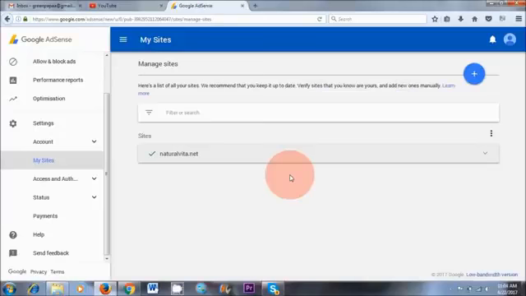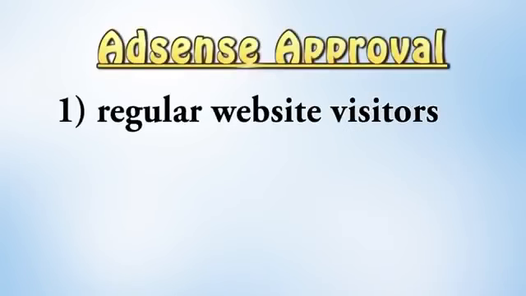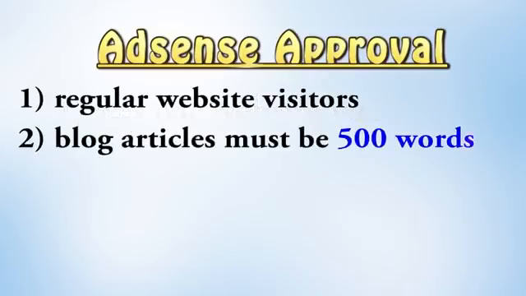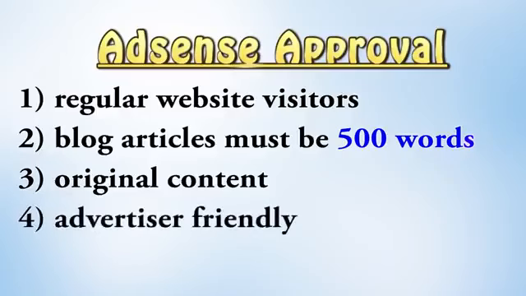Now there are some things that you do need to be aware of. What I recommend is only submit your blog to Google AdSense for monetization once you have around 20 to 30 people visiting your site on a daily basis. Number two, your blog articles need to be at least 500 words in length. If your blog articles are less than 500 words, then you are most likely going to get disapproved from Google AdSense. Also, all of your content needs to be original. If you've copied content and put it on your website, then you're most likely going to get disapproved as well. And finally, your content needs to be advertising friendly. So it's good to bear all of these things in mind.